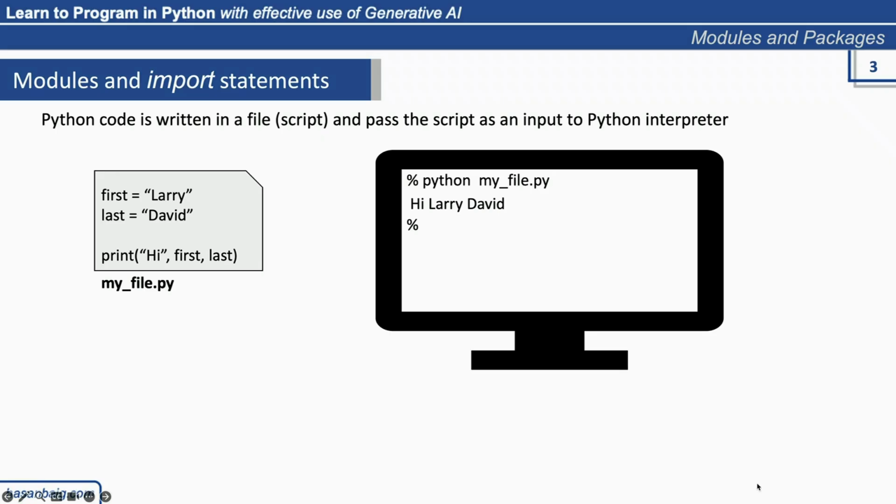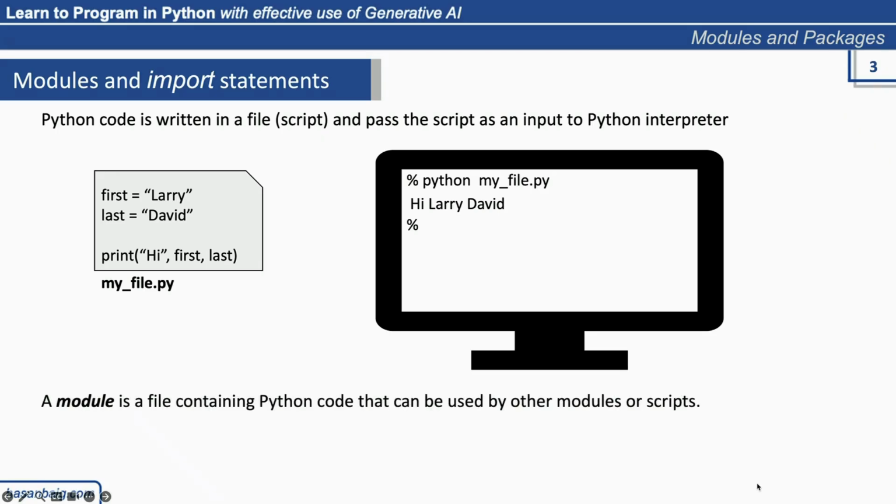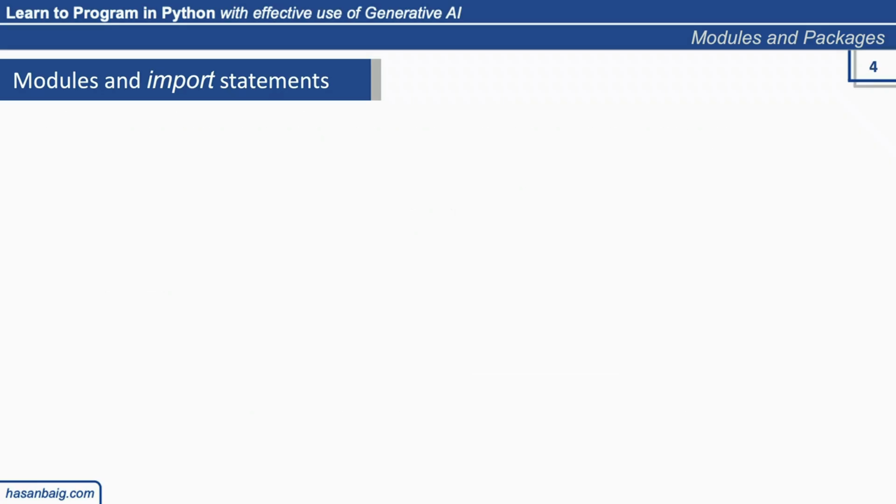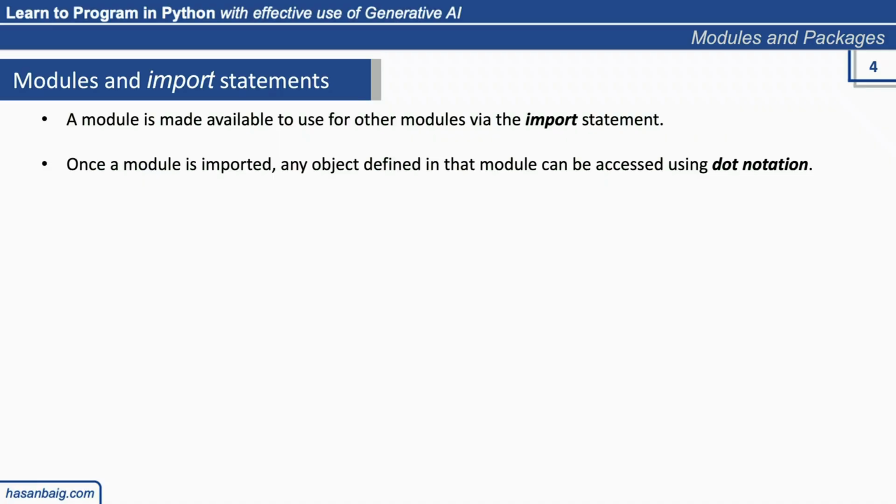So a module is a file containing Python code that can be used by other modules or scripts. We can call this my_file a module when I'm importing it into another Python file, just like the math module we have imported. Math is a Python script that has been developed by the developers, and when we import it, we treat it as a module. A module is made available to other modules through the import statement.